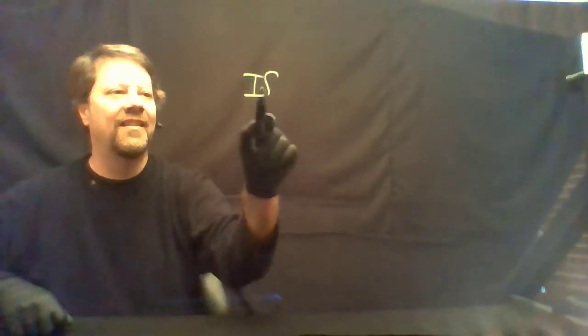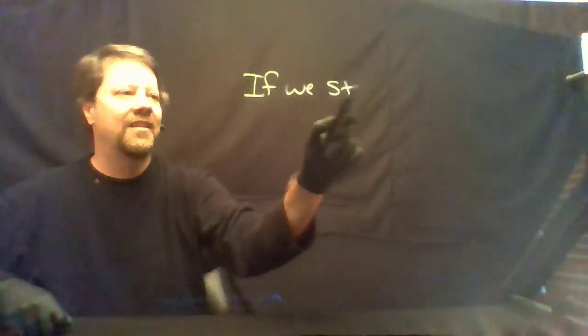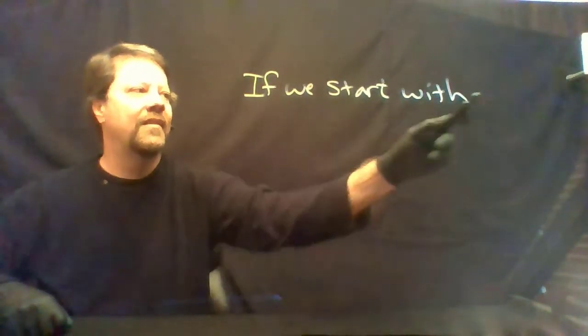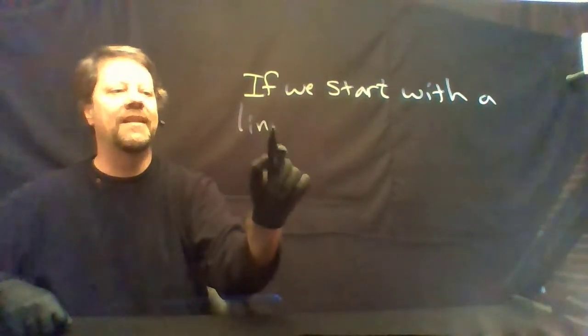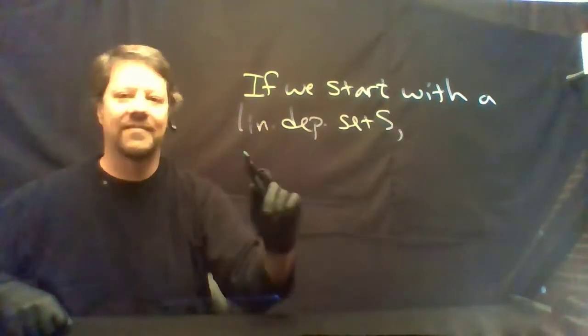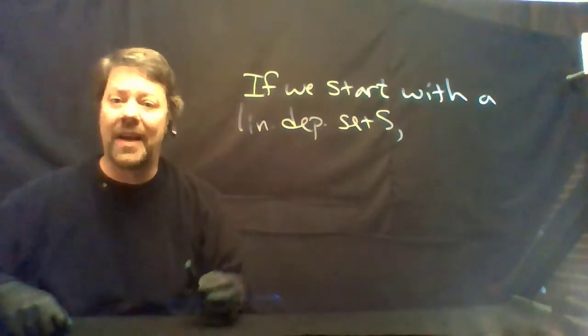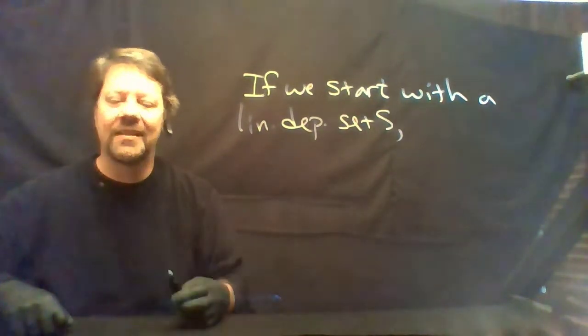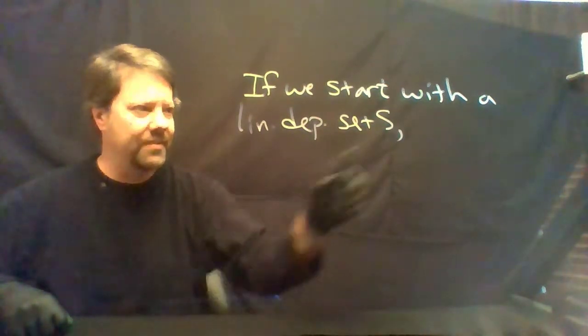Here's our idea. If we start with a linearly dependent set S, then toss out those dependent vectors, the vectors that can be expressed as linear combinations of the others.